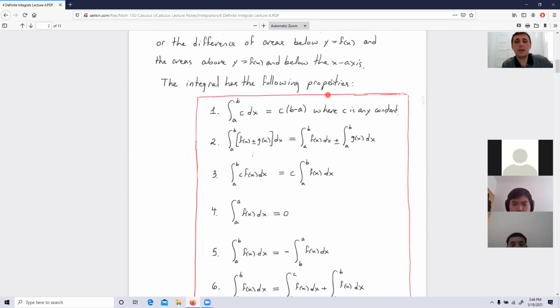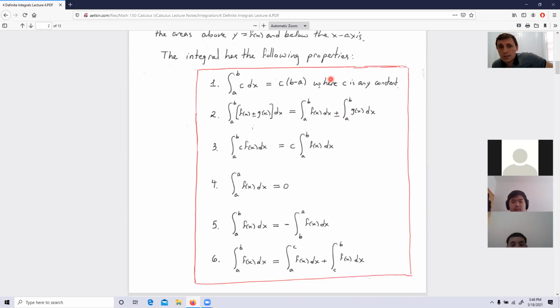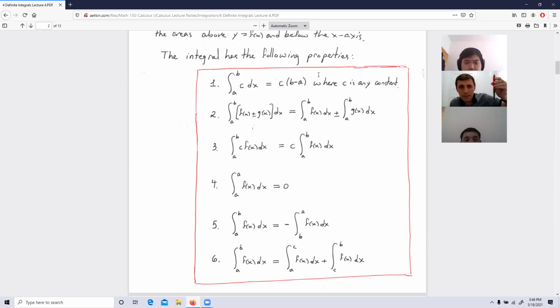And then we have the following integral properties that we have to understand, guys. So first of all, the integral from a to b of c dx is just c times b minus a. Do you agree? Because in this case, all the altitude is the same, it's just c. So we are seeing that the area is that of a rectangle. Correct?